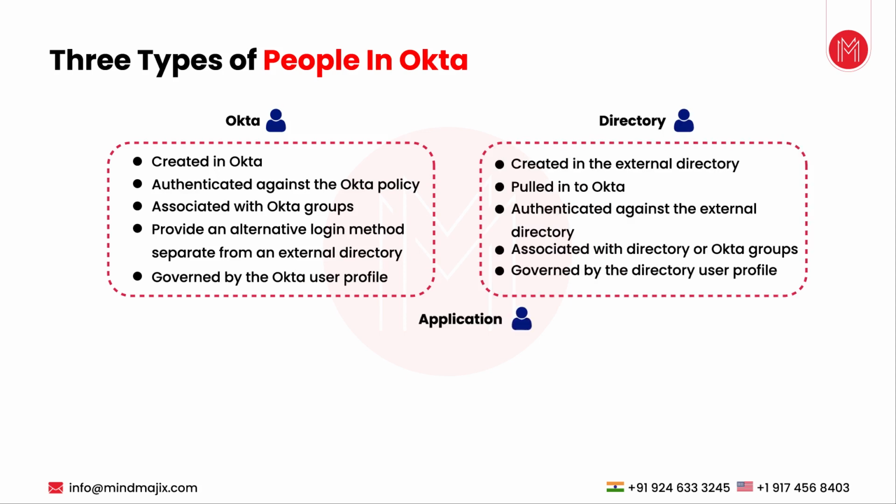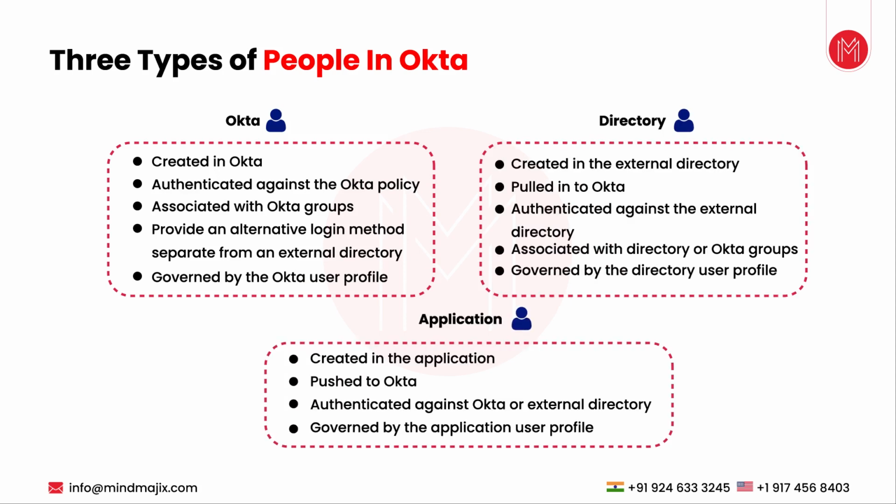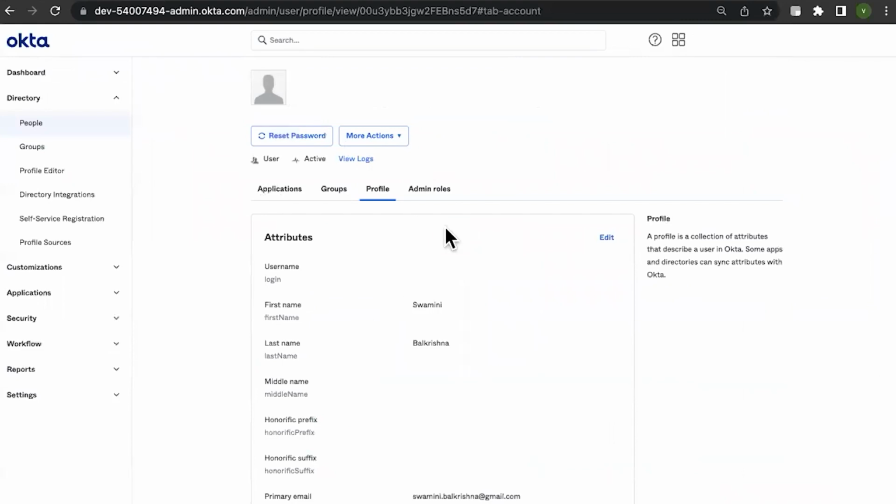And then, talking about people in Okta, we basically have three types of people in Okta. One is the Okta mastered users, then you have directory mastered users, and finally you have the application mastered users. The Okta mastered users are those users which are created in Okta. They are authenticated against the Okta policy, and associated with the Okta groups. They also provide an alternative login method separate from an external directory, and they are governed by the Okta user profile. When I say governed by the Okta user profile, there's a user profile created in Okta for every user.